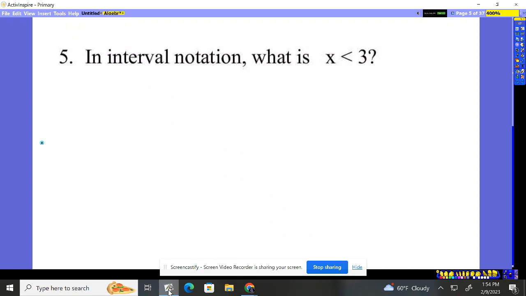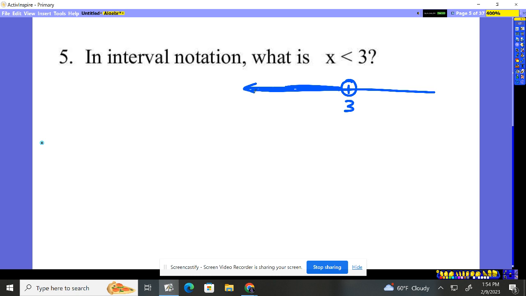5, in interval notation, what is x less than 3? If you think of a number line, here's number 3. We're talking x is less than it. Can it equal it? No. So I have an open circle because I can't quite touch it. I start right after it at 2.999. I'm going to the left forever.